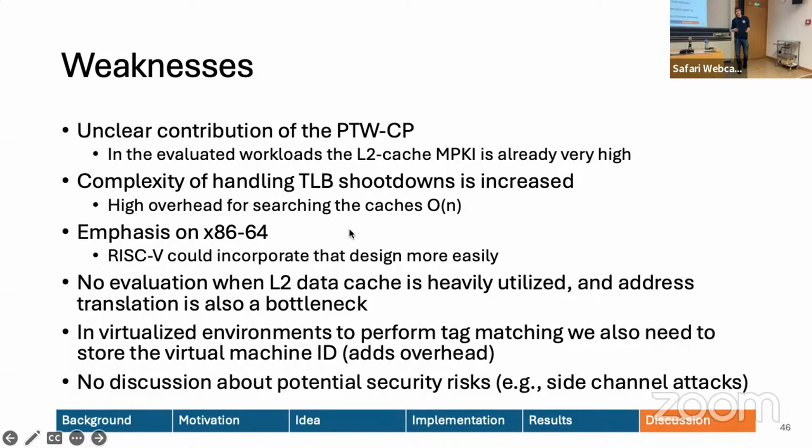What is also not looked at is if an application uses the L2 cache very heavily. So the problem application would be one that uses a lot of address translation and also the L2 cache, because then you need to kind of balance between those two, and that's not really looked at. And in virtualized environments, we need to perform a bit more tag matching because we also need to match the virtual machine ID in the L2 cache, and it's not looked at that much.